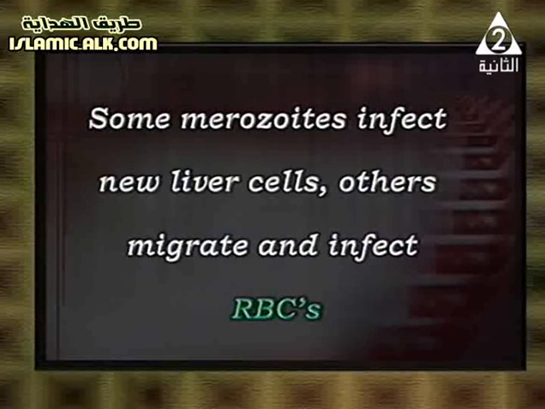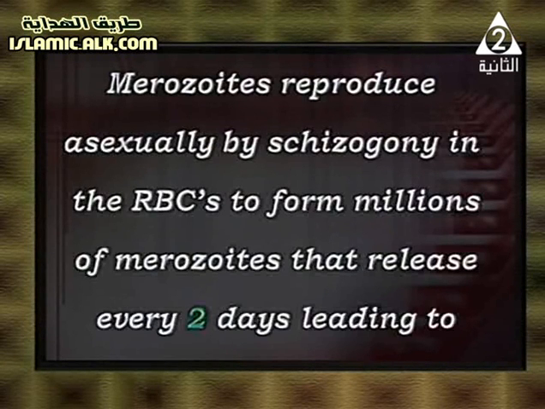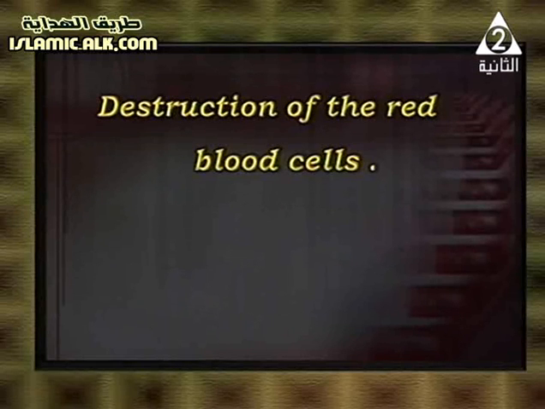But what's going to happen by infecting red blood cells? The merozoites reproduce asexually. Again, we are still inside asexual reproduction, remember that. The merozoites reproduce asexually by schizogony inside the red blood cells to form millions of merozoites that are released every 2 days. That causes the complete destruction of the red blood cells.